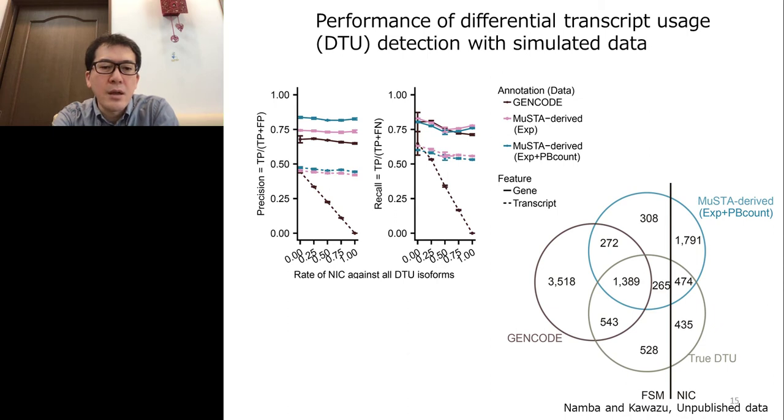So these data indicate that you can evaluate the differential usage of isoforms, including isoforms that are not annotated, by creating a transcriptome using the information obtained from the target samples. This Venn diagram shows the representative data of DTU detection simulation with NIC ratio of 0.25.